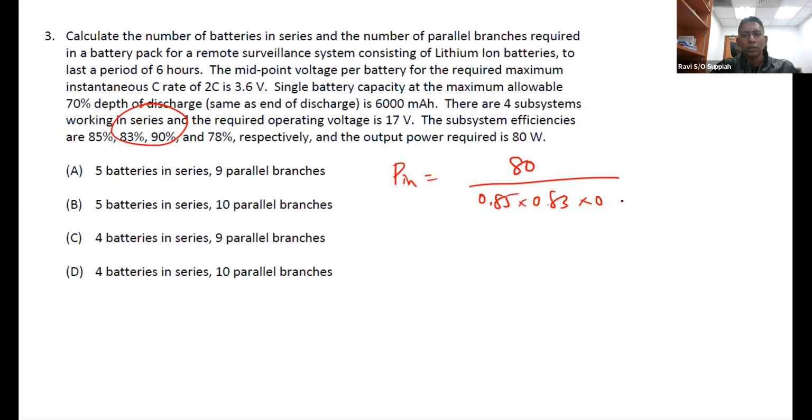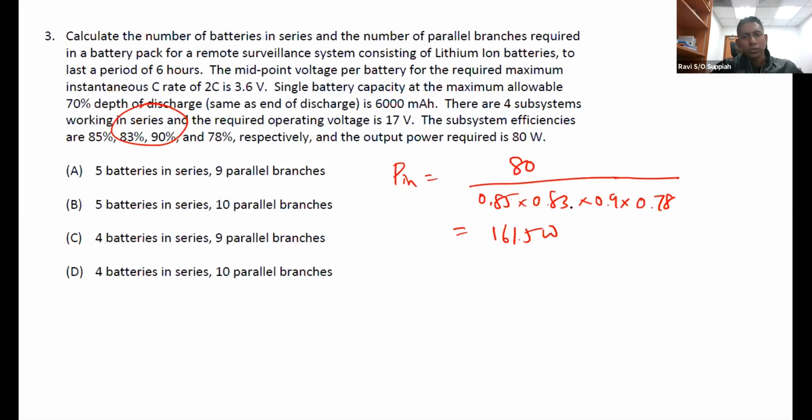Okay, so this formula is shown inside your handout. So the input power will be 161.5 watt. Previously you did it individually, and now they are in parallel. Then you look at the output requirement of each subsystem. So just read the question carefully.